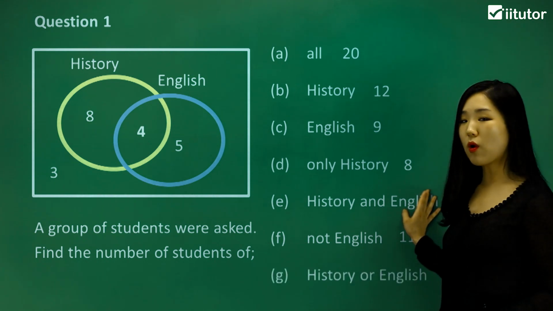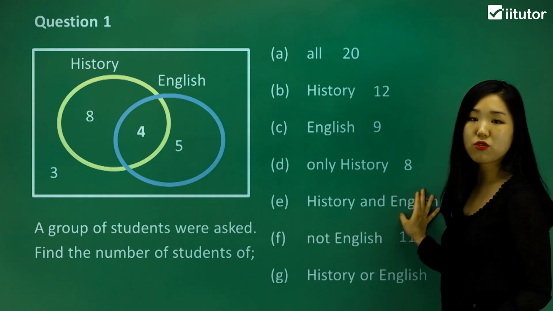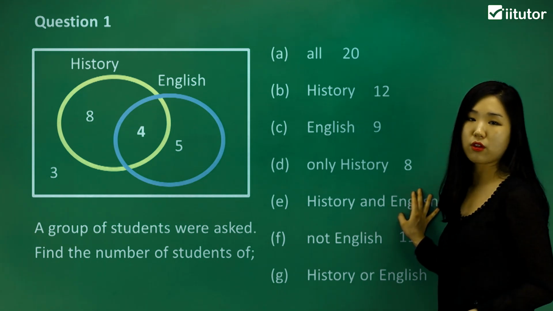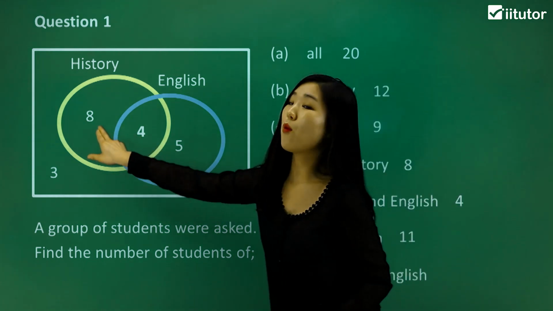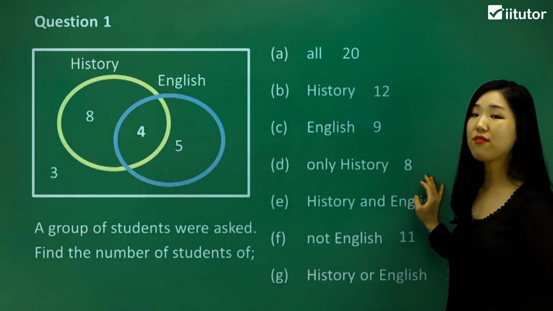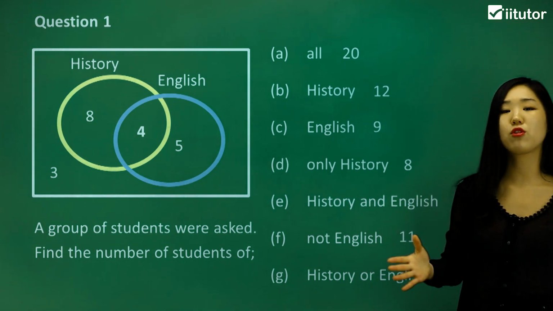Now, what about history or English? History or English means they could do history, they could do both, or they could just do English, whatever. We want to know all of them, history or English. So this time we have to add all 3. 8 plus 4 plus 5, that would be equivalent to 17. So 17 would be the number of students who do history or English.